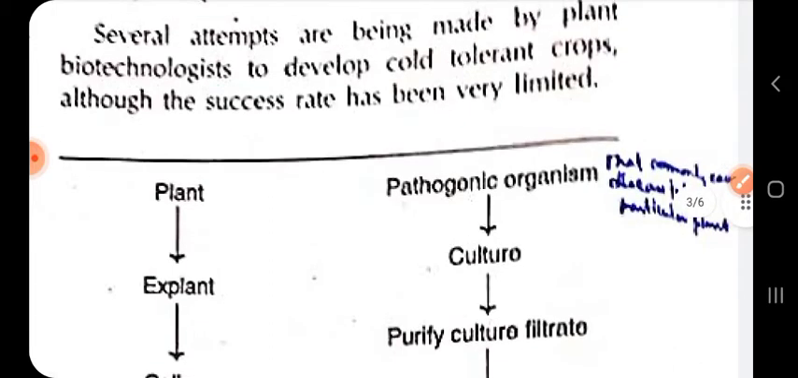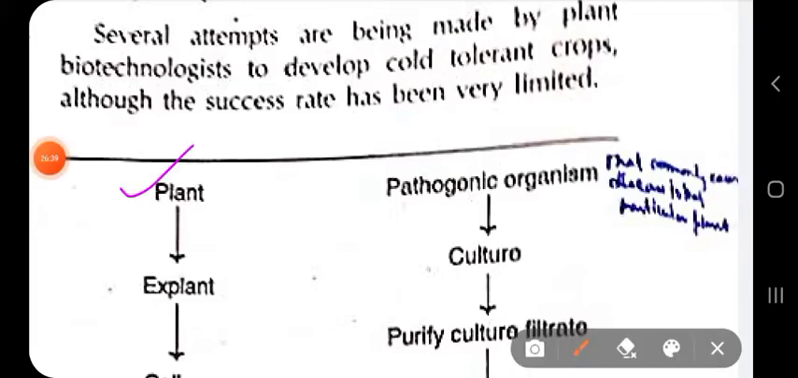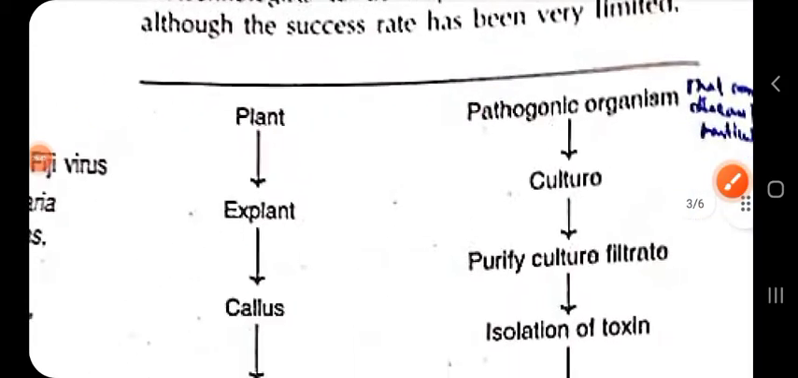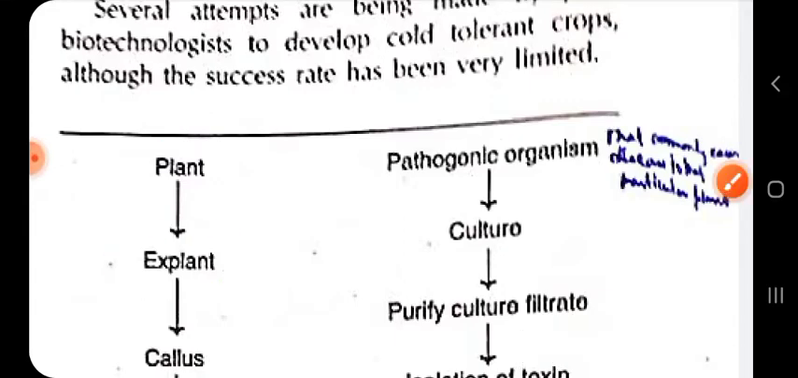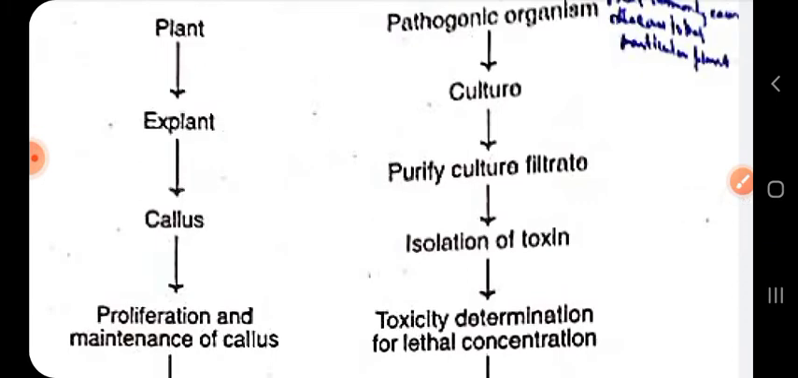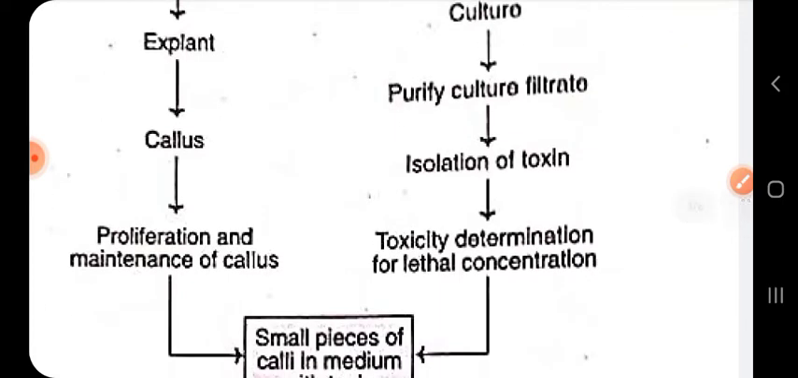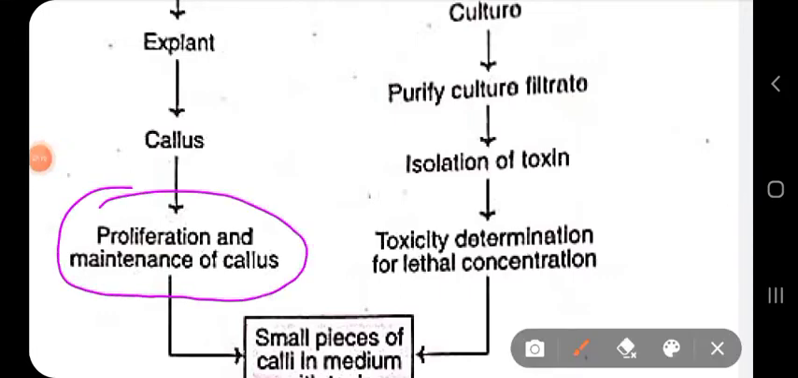Okay, so first we use a plant, we take an explant from the plant. See on the left side, not on the right side now. First see on the left side. So first we use a plant, the mother plant, and we take an explant from it. Then we culture that explant, we grow the explant into callus. That callus is proliferated, and we maintain that callus. So up to this much we do.